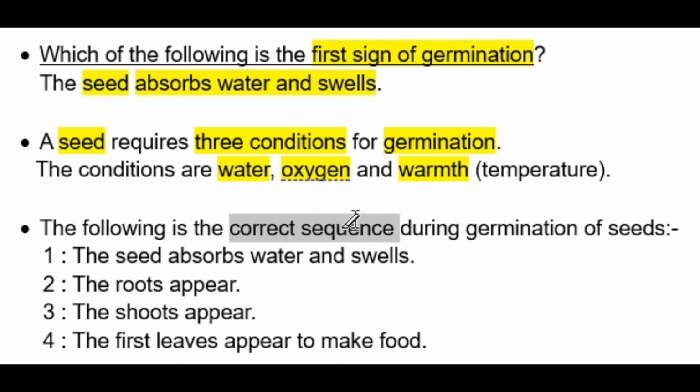The following is the correct sequence during germination of seeds. 1. The seed absorbs water and swells. 2. The roots appear. 3. The shoots appear. 4. The first leaves appear to make food.